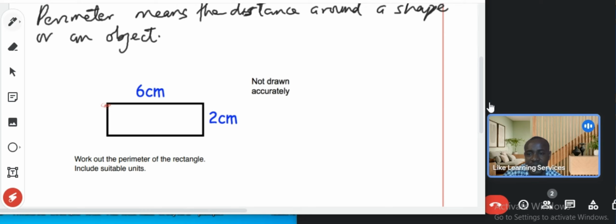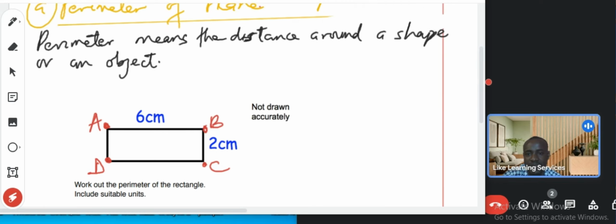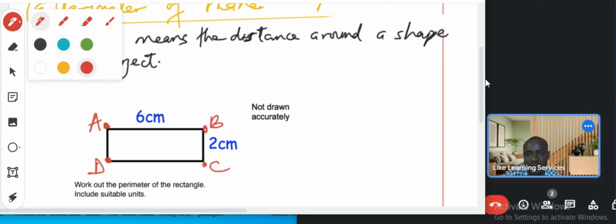Perimeter, I said, means the distance all around. For instance, I'm starting from this edge, which I will call A. I will walk from A to B, from B to C, from C to D, and then back to A. Let me trace it again. A to B, B to C, C to D, D back to A. Distance all round is what we call perimeter, the total distance all round. I can actually say perimeter means the total distance all around a shape, if you like.